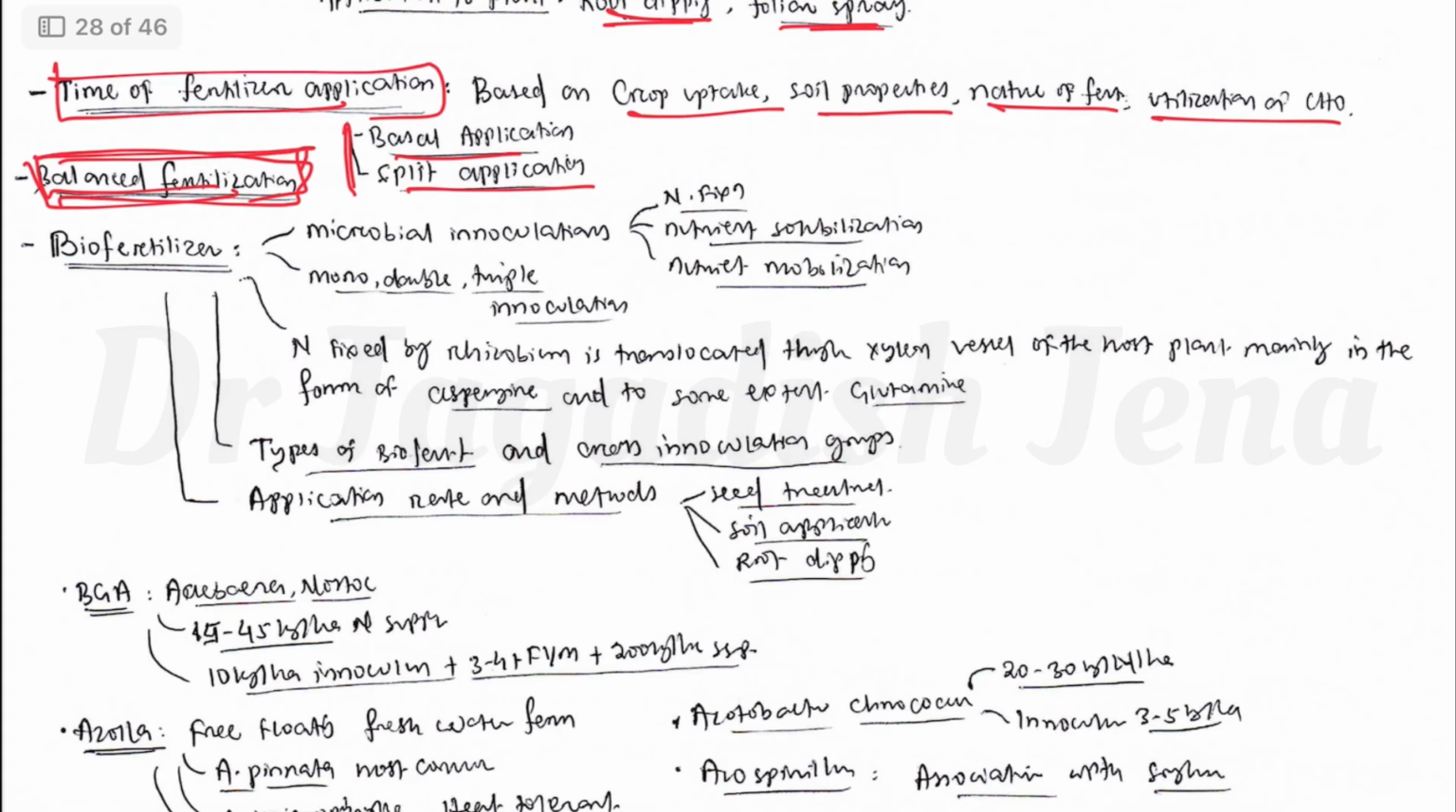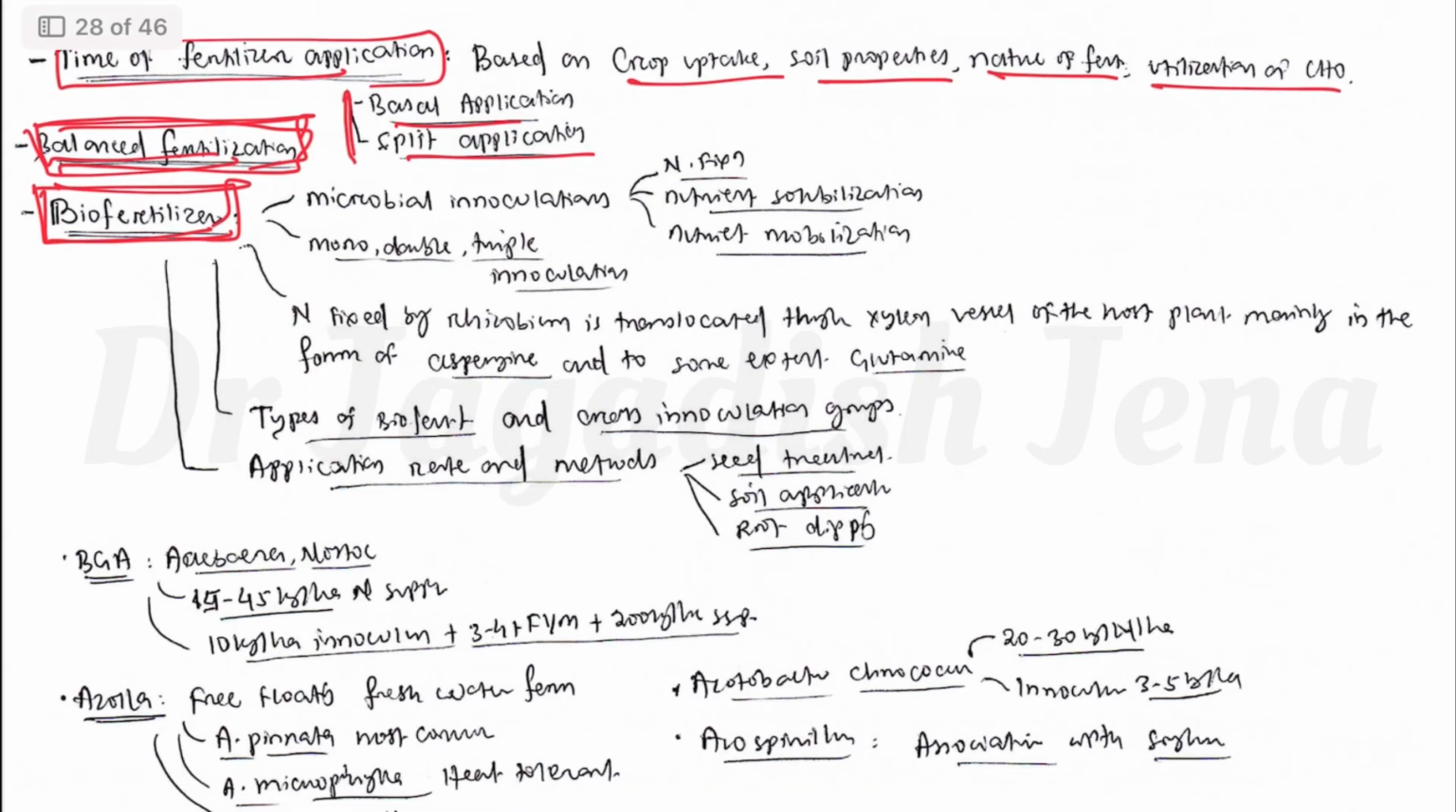Okay, so this is a brief idea about when to apply fertilizer, how to apply fertilizer, different methods of fertilizer application, and different ways to calculate fertilizer dose. Now let's discuss biofertilizer. Biofertilizer means, the name itself suggests, bio and fertilizer. Bio means living strain. If any fertilizer or formulation contains a living strain that helps in fixation or solubilization of different nutrients in the soil, then that is called biofertilizer.